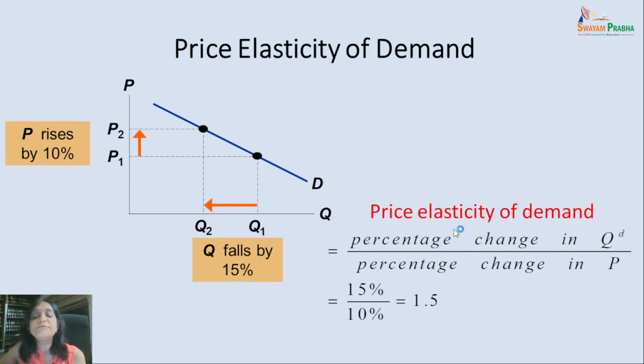So we put it in the formula, which is given as price elasticity of demand is equal to percentage change in demand upon percentage change in price. How much is the change in demand? Quantity demanded has changed by 15%, and this has happened because the price has risen by 10%. So 15% divided by 10% will give you 1.5. So we say that the elasticity of demand is 1.5. We will also understand how we interpret this 1.5.